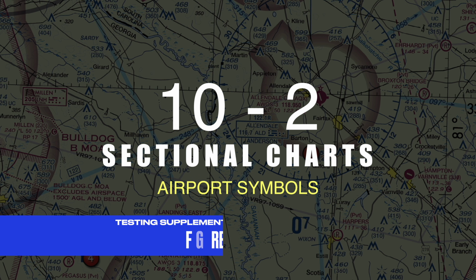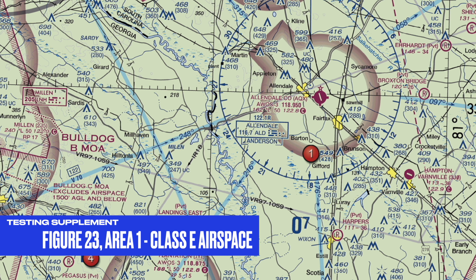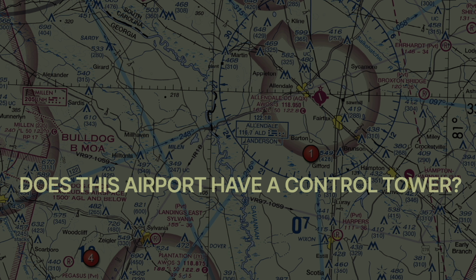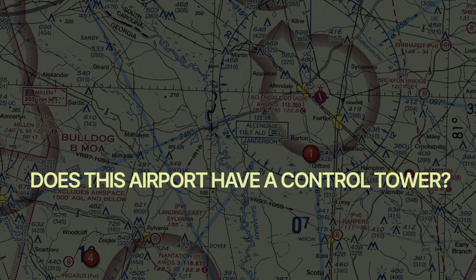For example, if you turn to Figure 23, Area 1, you will find Allendale Airport. And notice the little star symbol at the very top. That means that this airport also has a beacon. So let me ask you a question. Does this airport have a control tower?